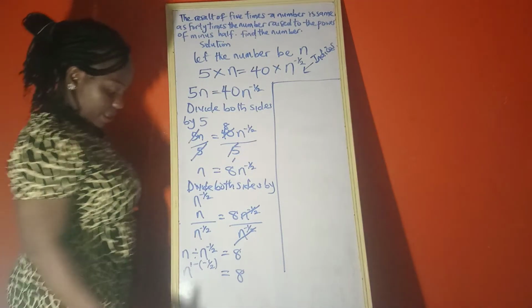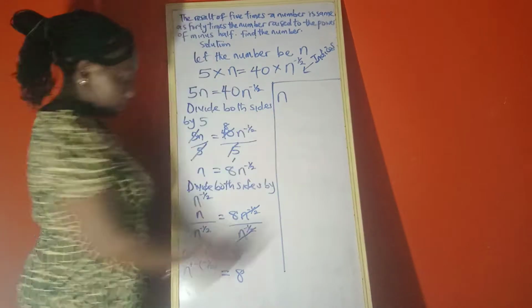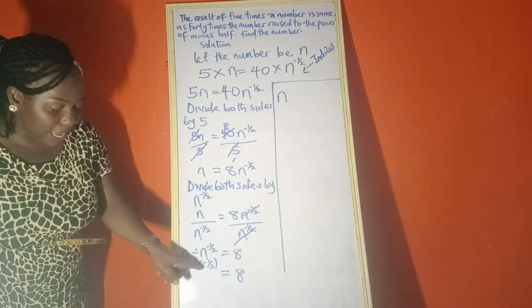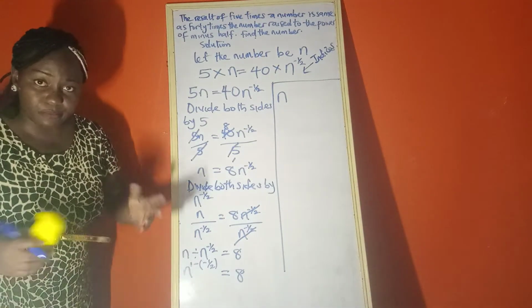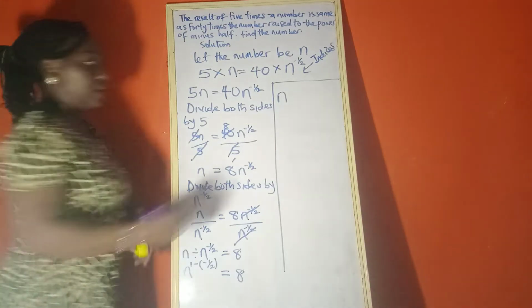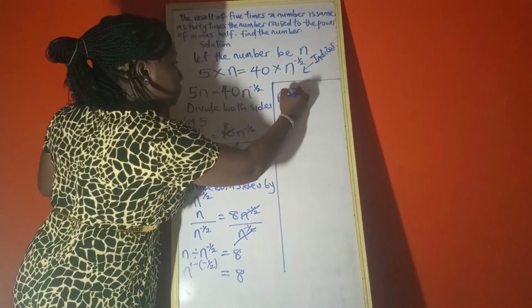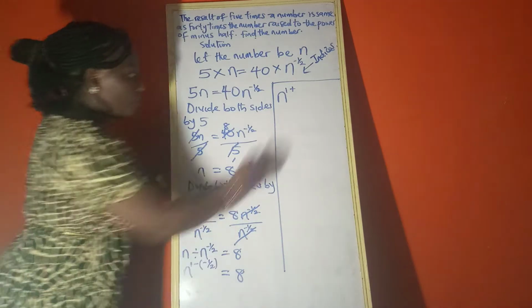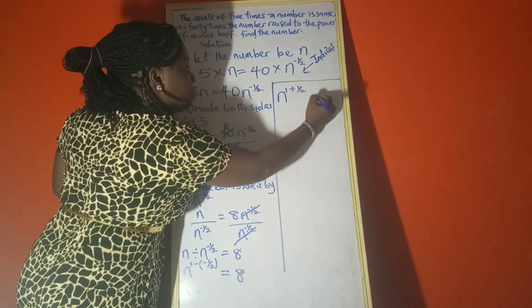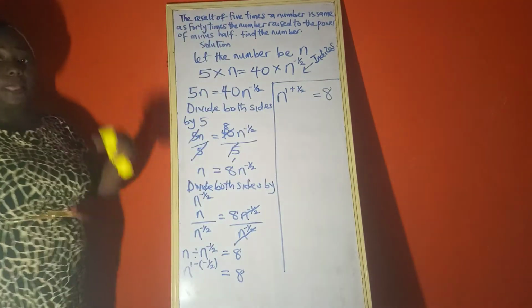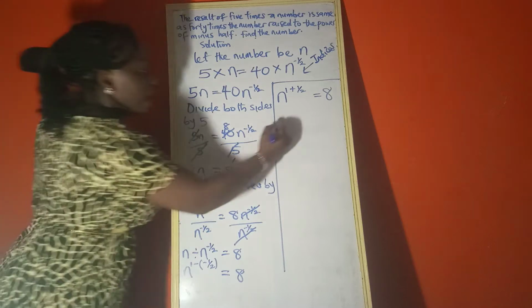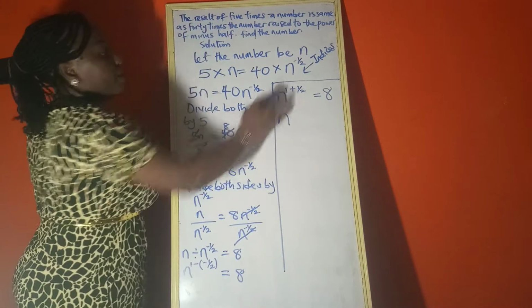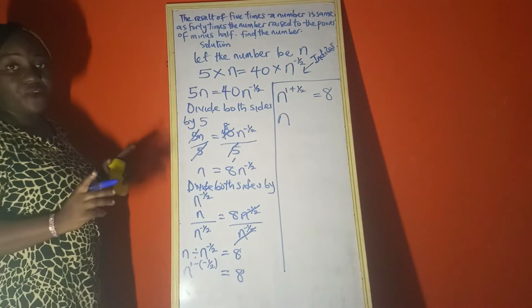So therefore, I have n minus times minus. We know bracket is multiplication. So minus times minus there is plus 1 all over 2 equals to 8. This way. And so here, I need to make these two a single fraction.